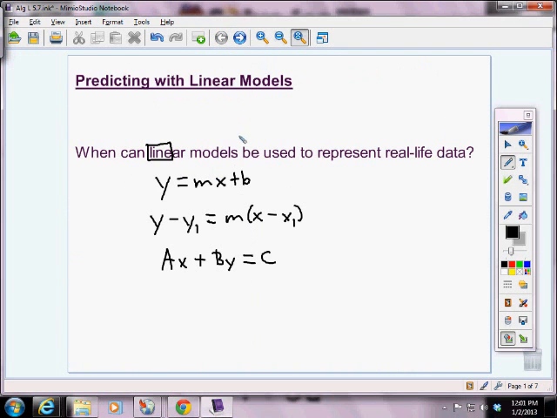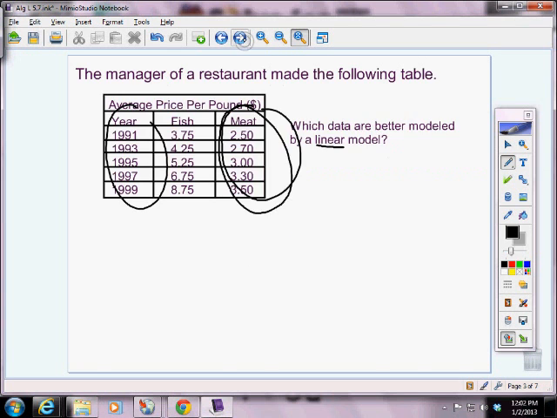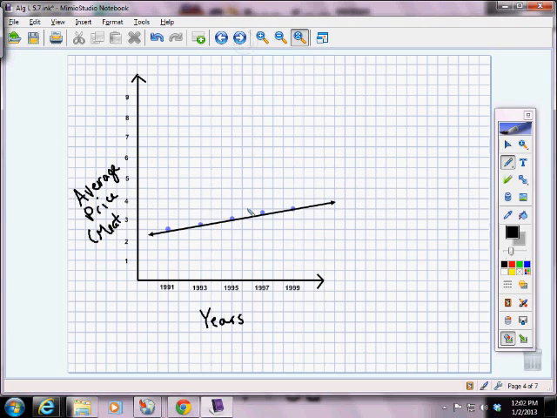Again, a goal of algebra is just to use the models we've been given to deal with real life data. So far, we've dealt with linear models. That's these forms. In the future, we'll be dealing with models like quadratics and exponential. Linear models, though, when you graph them, you should see a linear trend. You should be able to draw a line of best fit.